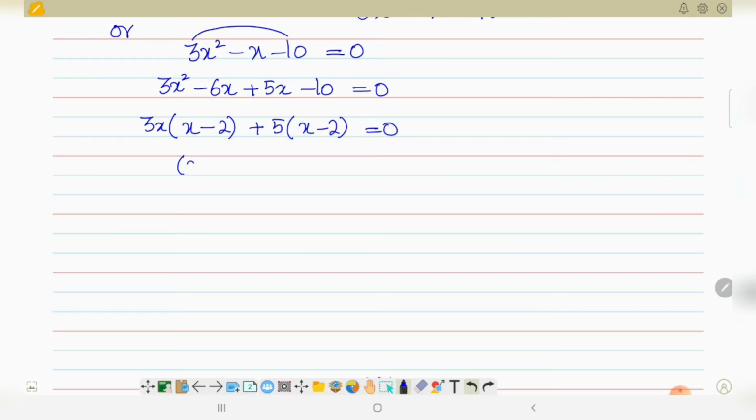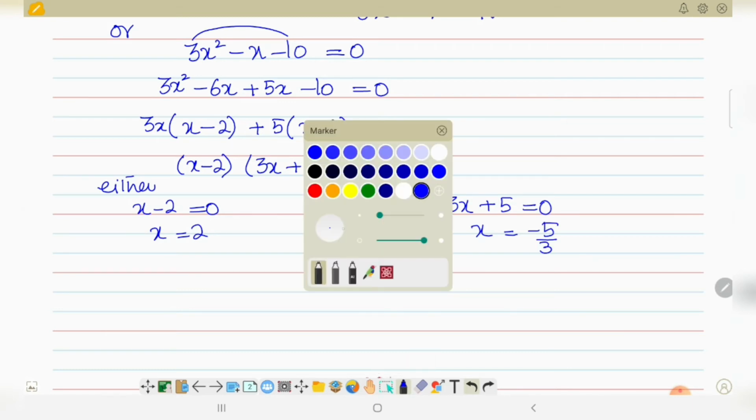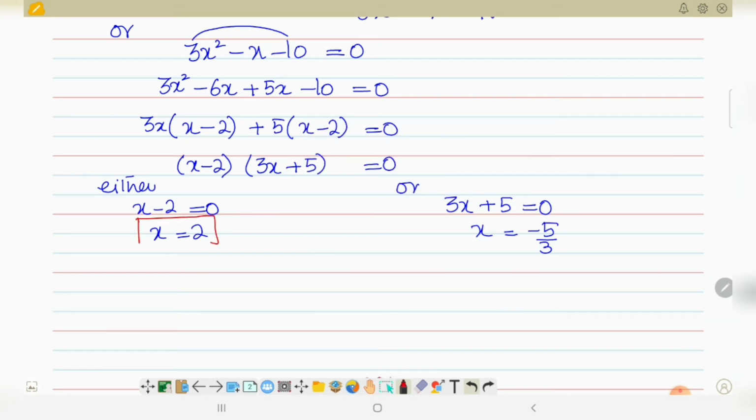So now we have x minus 2 into 3x plus 5 equals to 0. So we got two factors. We'll write separately either x minus 2 equals to 0 or 3x plus 5 equals to 0. Here x is equal to 2 and x is equal to minus 5 by 3. Now we got two answers as x is equal to 2 and x equal to minus 5 by 3.